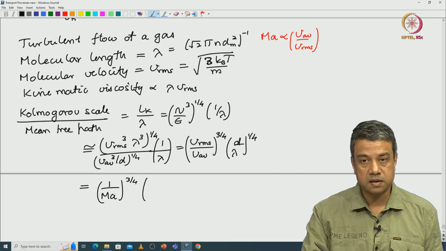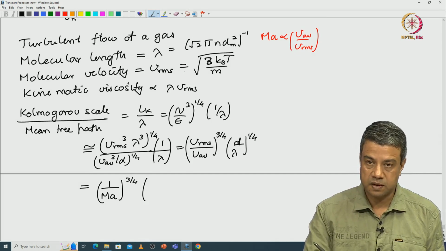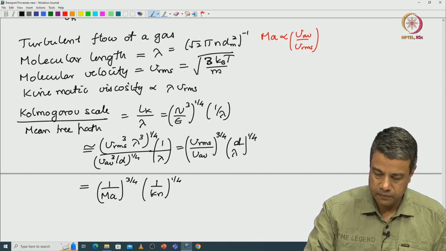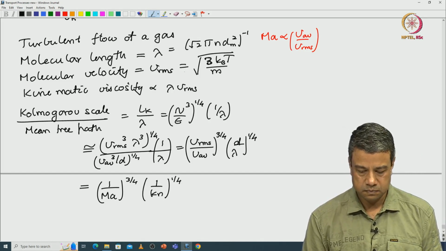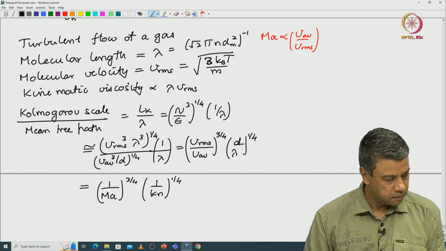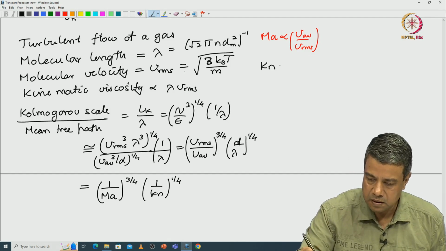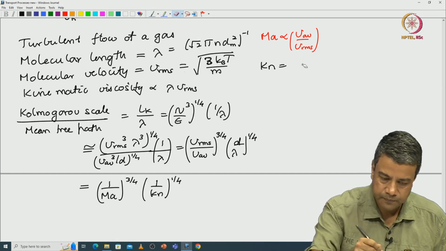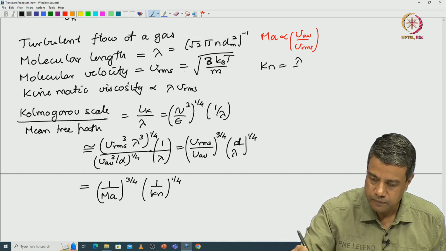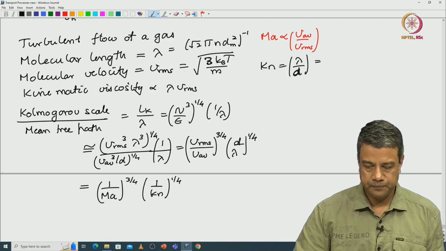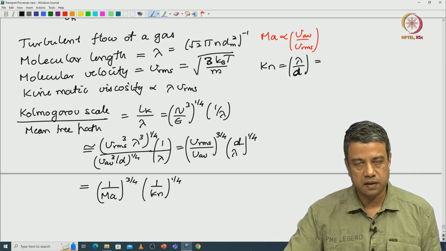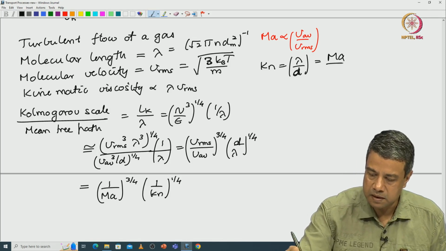Recall that lambda by d is a Knudsen number, the ratio of the mean free path to the macroscopic scale. I can write the Knudsen number in terms of the Reynolds number and the Mach number. This will be equal to the Mach by the Reynolds, for a gas.